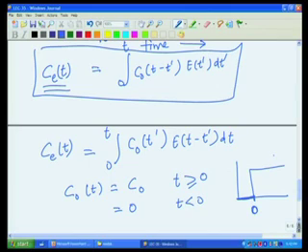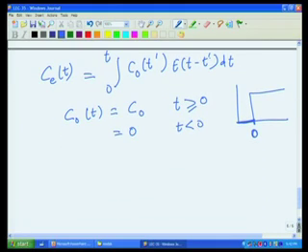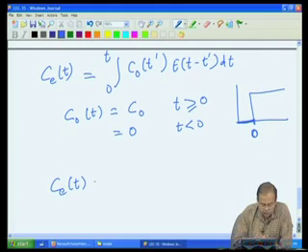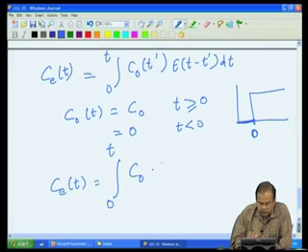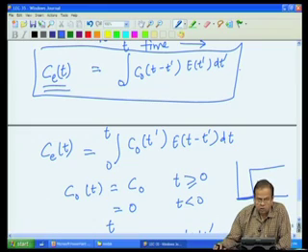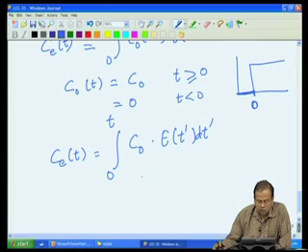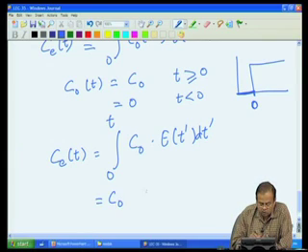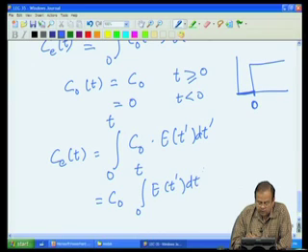So, now if I put that value in my convolution integral, what will I get? I will get C e of t equal to the integral from 0 to t of C naught into E of t prime dt prime. I am using the first part of this. So, C naught of t minus t prime is a constant C naught for t greater than 0, which is nothing but C naught times the integral from 0 to t of E of t prime dt prime.